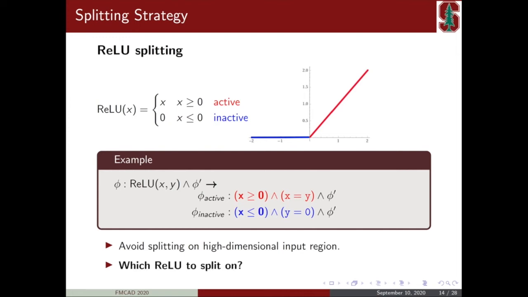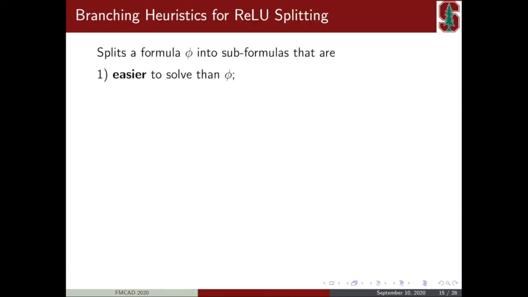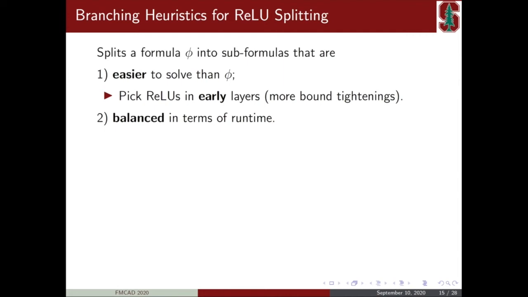The question next is, which ReLU should we pick to split on? We refer to this decision as the branching heuristic. A good branching heuristic should split a formula phi into subformulas that are easier to solve than phi. To that end, we propose to pick ReLUs in early layers, because by propagating the bounds of the input to those ReLUs in the subformulas, it allows us to obtain more bound tightenings and therefore reduce the complexity of the subformula to a greater extent.